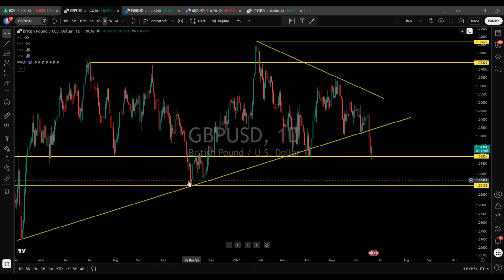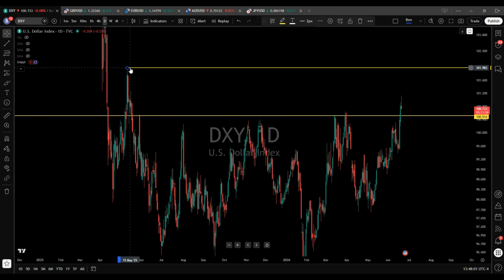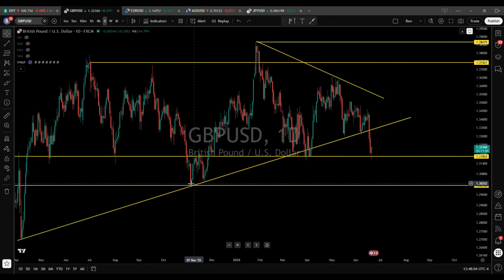which tells us that you're going to have a ton of support on the British pound if we can drop down into this level. So keep this DXY level on the radar, 101.983, because that's likely where the British pound hits this kind of support zone.